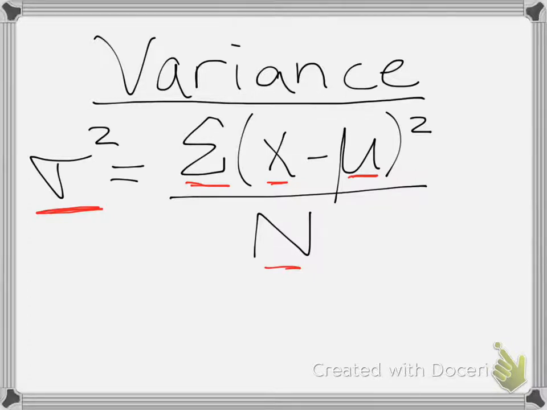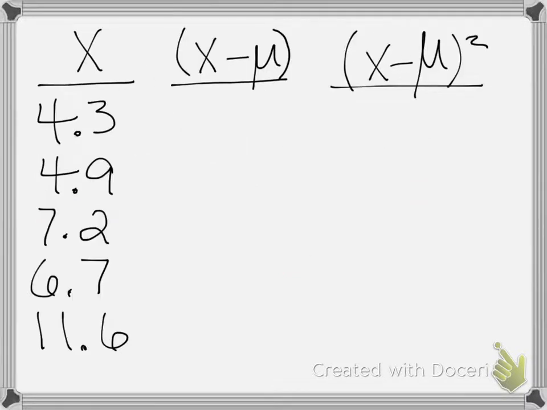I know looking at this equation might be a little bit frightening, but I promise you it's not too bad. I think the key to working out these problems is to make yourself a table and just do one value at a time. Once you get all of the values squared, then sum those up and divide by n. Let me walk you through that now.